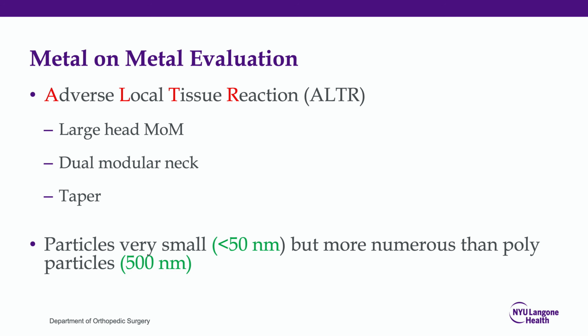And although this was first described after the large head metal-on-metal failures, the same kinds of failures have been described with dual modular femoral stems and frankly just from trunnionosis and taper corrosion. With all these forms of metal failure, the particles that are released, the metallic particles, are very small, but they're far more numerous than the polyparticles that are released from the articulation in metal or ceramic on polyethylene total hip arthroplasty.